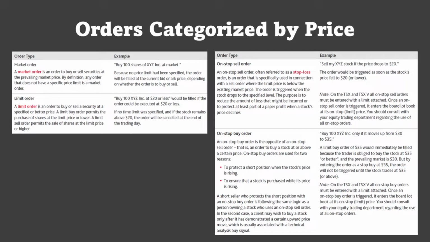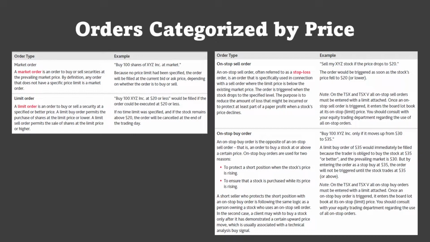You also have the on-stop sell order. This is often referred to as a stop-loss order. And it's an order that is specifically used in connection with a sell order where the limit price is below the existing market value. So it's good to look at the example for this one.